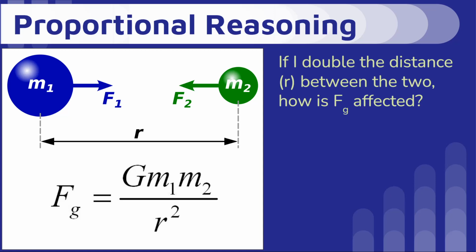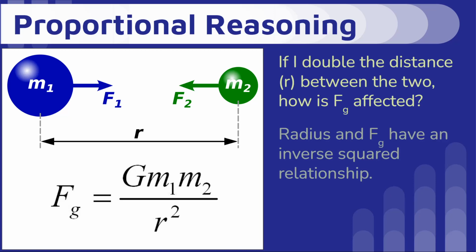Because it's R squared. Okay, so if you double that, you are dividing by that now, but it's not divided by 2, it's divided by 2 squared. If you triple it, it's not divided by 3, it's divided by 3 squared. Okay, so again, make sure you're paying attention, but radius, or that distance of separation, and that force of gravitational attraction have an inverse squared relationship.